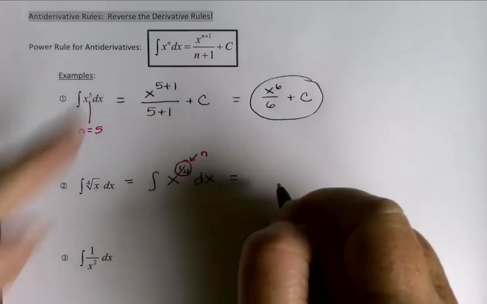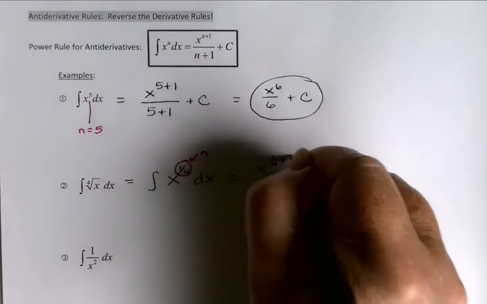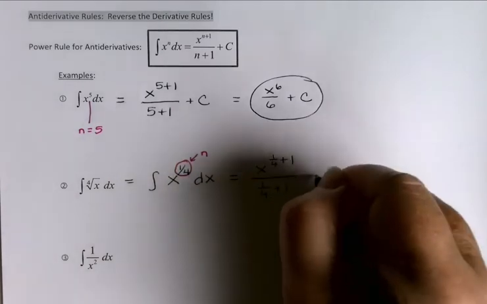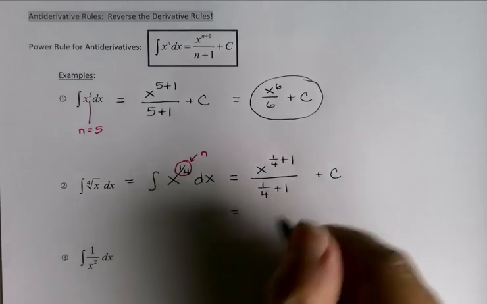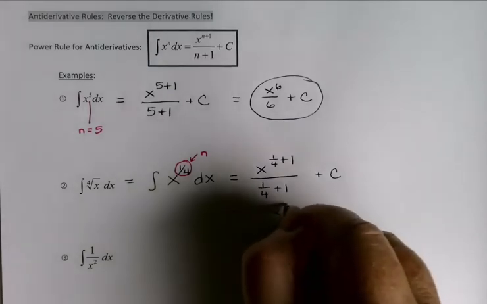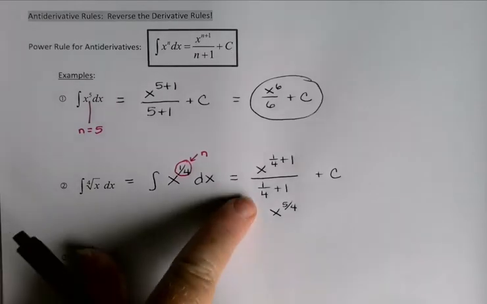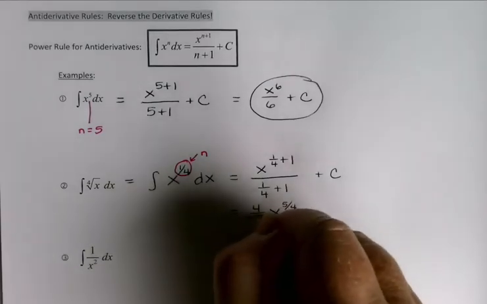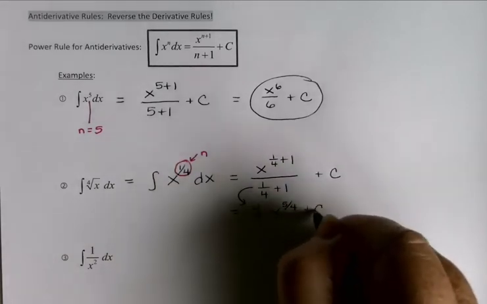And so using my antiderivative rule, I would get x to the 1/4 plus 1 divided by 1/4 plus 1 plus c. That is x to the 5/4. And usually instead of dividing by 5/4, to avoid the complex fraction, we'll just multiply by the reciprocal. So I'm going to make that 4/5 instead. And then I've got my plus c.